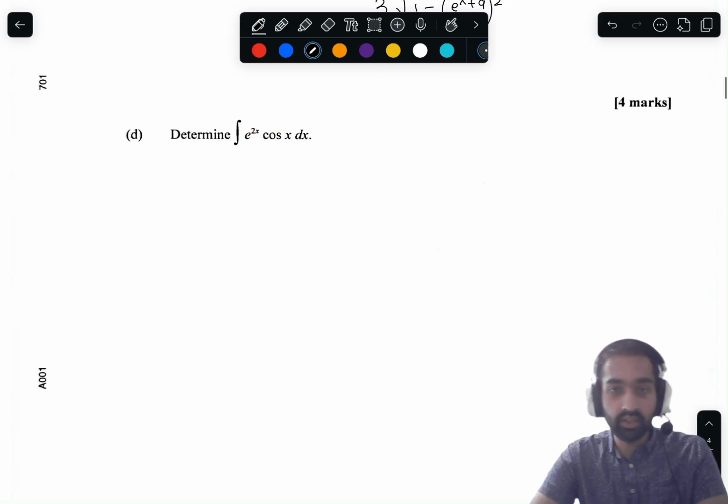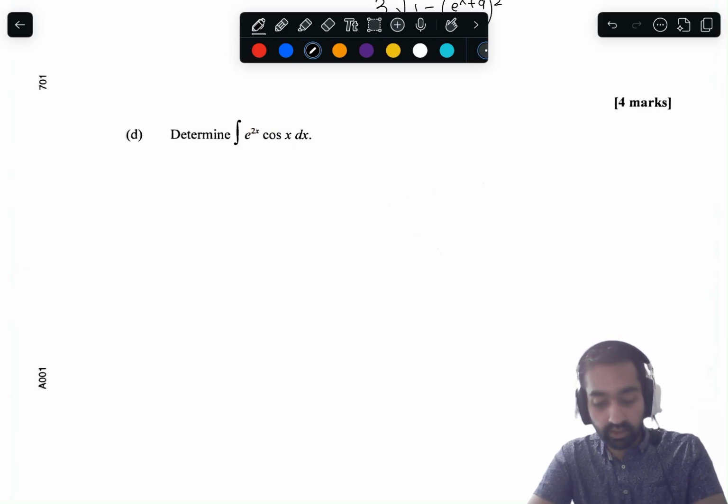Okay, this last question, question D, is to find the integral of e to the 2x times cosine x dx. Now, this is a kind of tricky question, but hopefully you've seen this before, because if you didn't see something like this in the exam, it's actually really difficult, but hopefully you've seen stuff before, like where it's e to the x and cosine x.